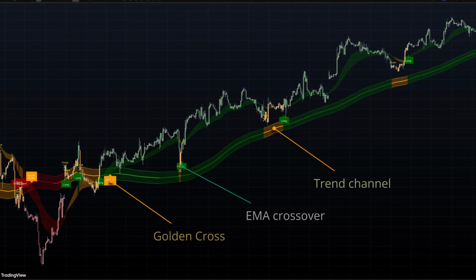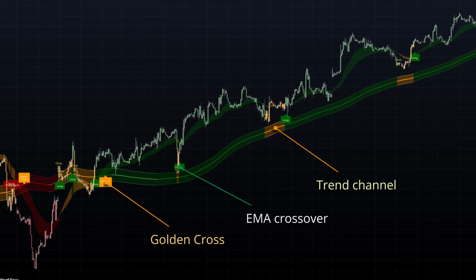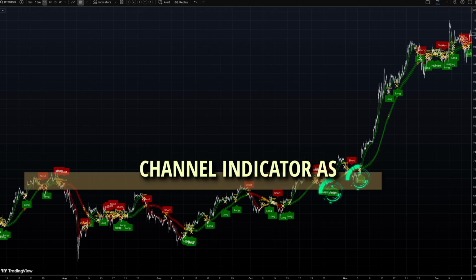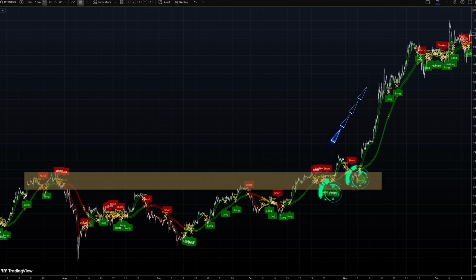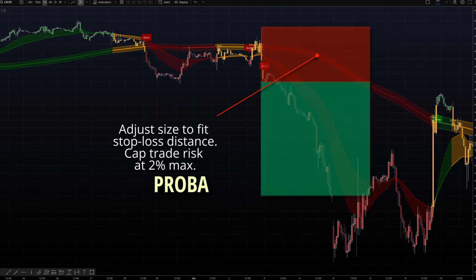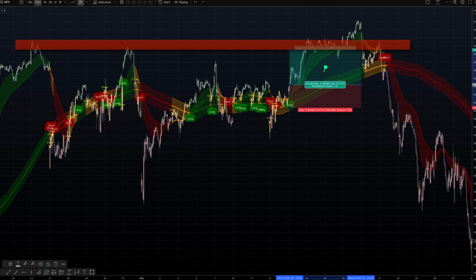In this comprehensive guide, we'll show how to use the Mix 1 EMA cross and trend channel indicator as a complete trading system. You'll learn how to identify high-probability setups, manage risk effectively, and execute trades with confidence across different market conditions. Let's dive in.